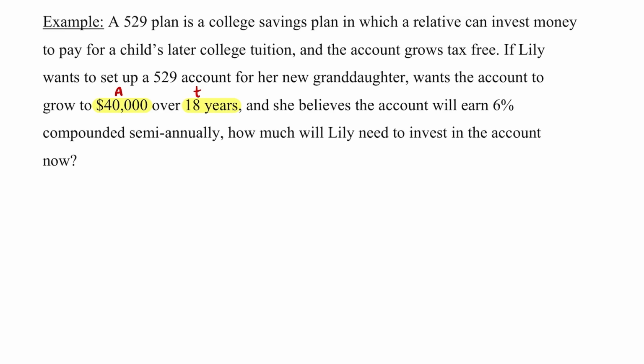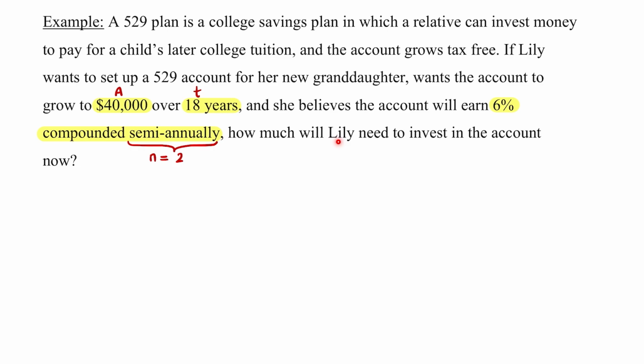T is 18. Now, she believes that the account will earn 6% compounded semi-annually. So this is compounding, and it's compounding semi-annually. Semi-annually, how many times a year if it's compounding semi-annually? It's twice a year, right? So N is 2.